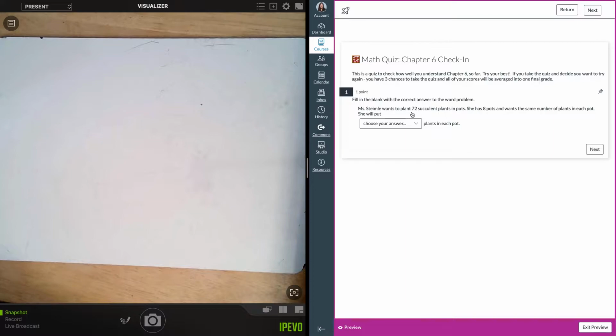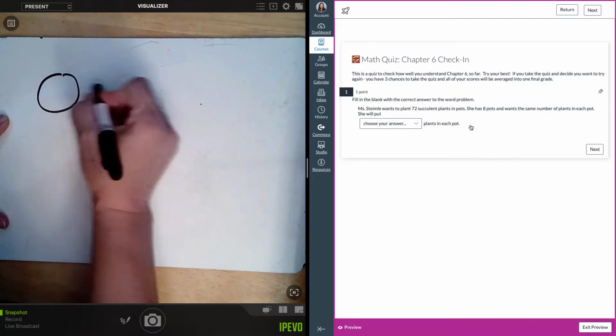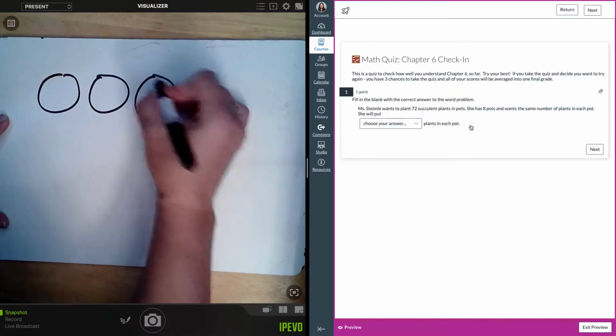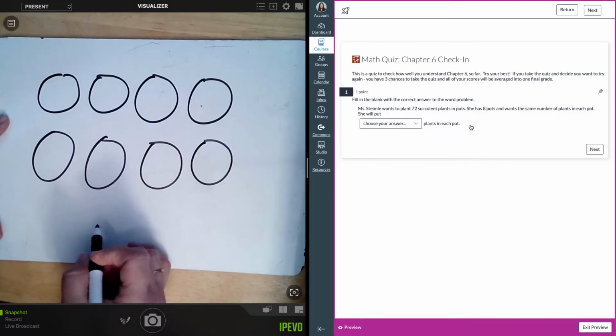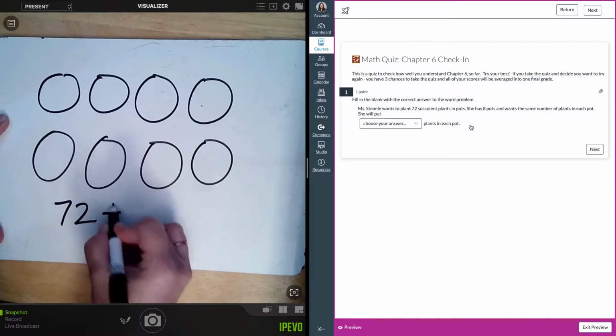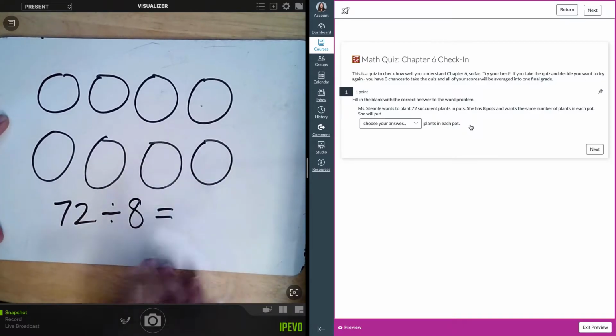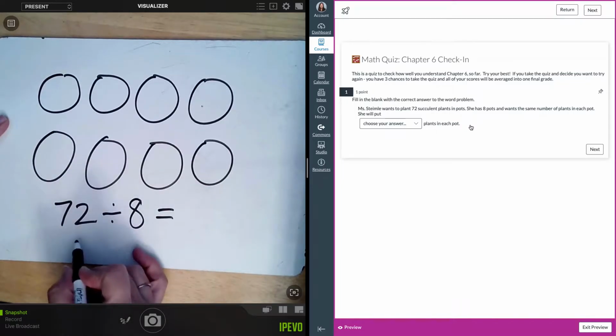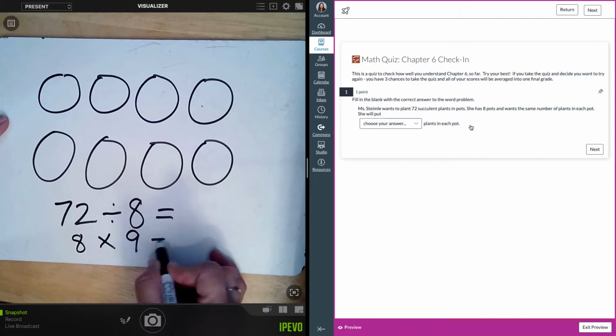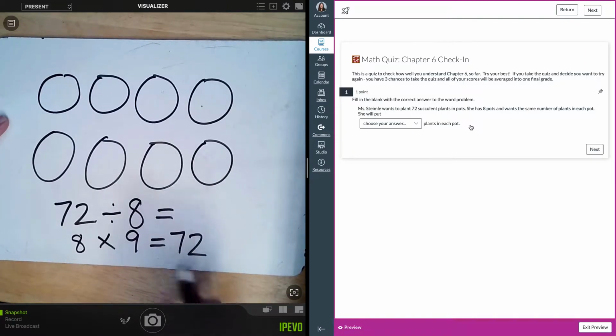Ms. Dimely wants to put 72 succulent plants in pots. She has 8 pots and wants the same number of plants in each pot. So if she has 8 pots, I'm really trying to figure out 72 divided by 8. Now, if I want to think about using my multiplication facts to help me, I know that 8 times 9 equals 72. But if I want to use just a drawing, that will help me as well.